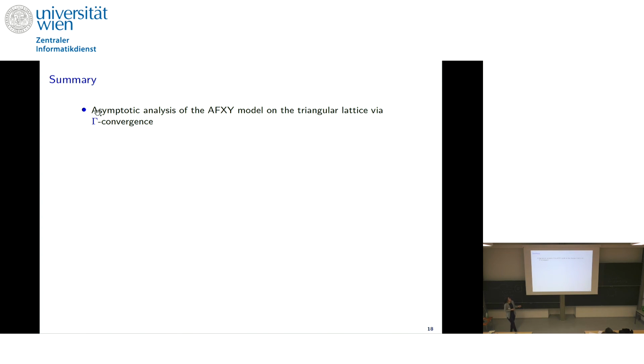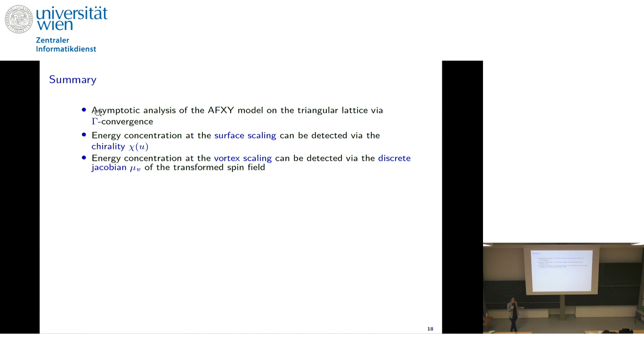I would just want to summarize that also for the antiferromagnetic XY model on the triangular lattice, you can characterize the asymptotic behavior of low energy states via gamma convergence. And you can have chirality transitions in the surface scaling, which are detected by the chirality. And in the vortex scaling, you have an energy concentration which you can keep track of using discrete Jacobians. In this scaling, finitely many point singularities, or topological singularities, can appear in the gamma limit. And around each limiting singularity, you really store an energy contribution of order log epsilon.